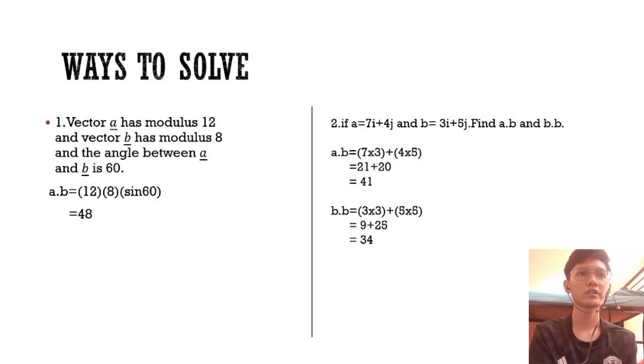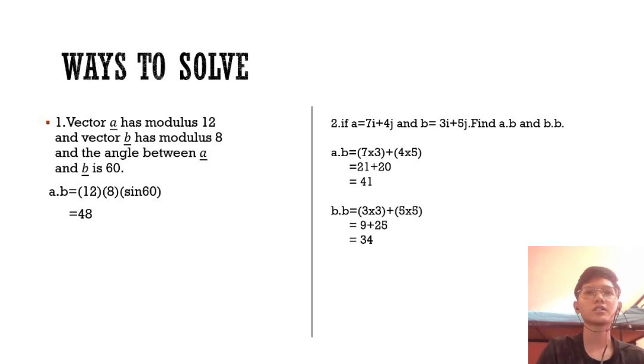modulus 12 and vector B has modulus 8, and the angle between A and B is 60 degrees. How to solve that is A dot B sama dengan 12 darab 8 darab sin 60. Formula yang diberikan adalah A darab B darab sin theta. Jawapan akhir ialah dapat 48.